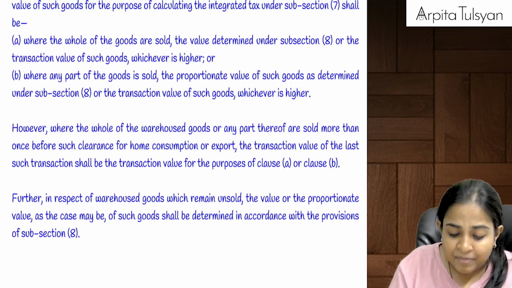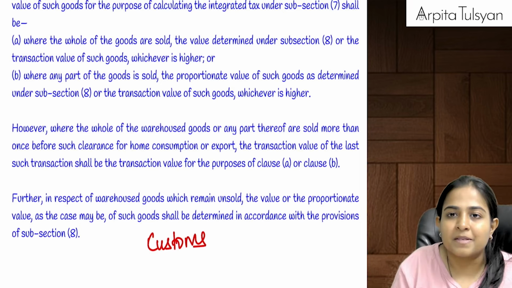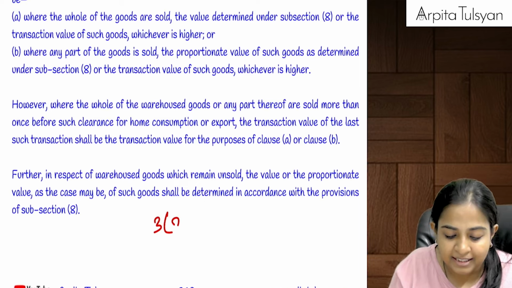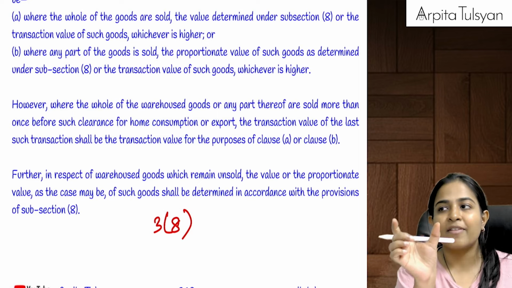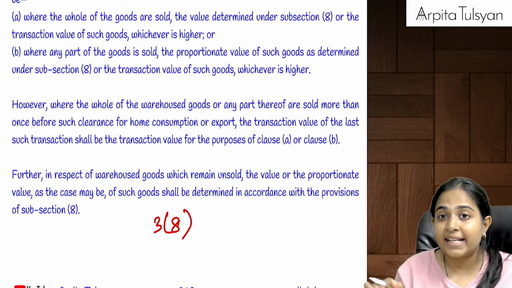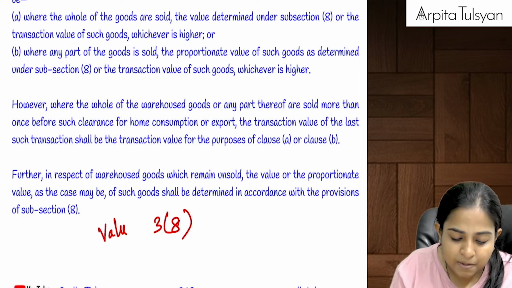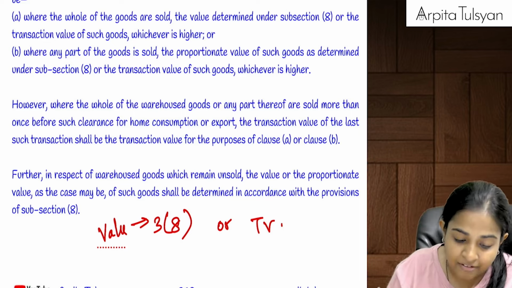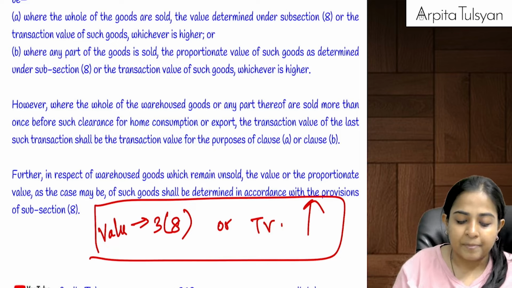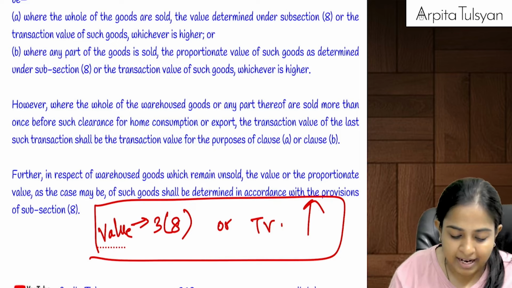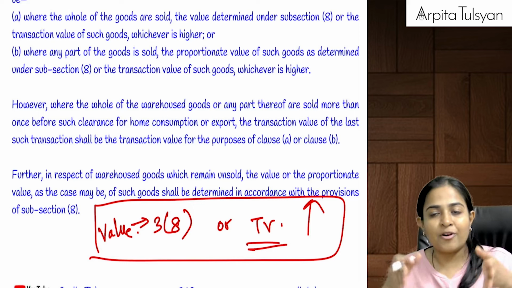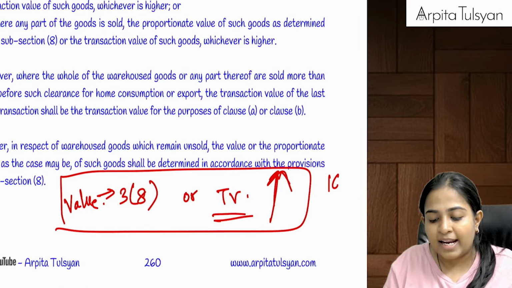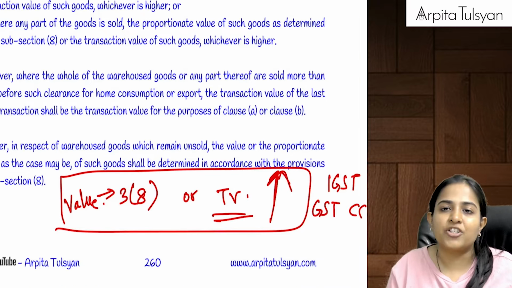So they are telling that either the value determined as per customs, that is the one which we just now discussed, or we can say the value determined as per section number 3.8, that is your basic customs value plus all the customs duty except IGST and GST compensation cess, or the transaction value at which I have sold it to that person in the warehouse itself. Out of these two, whichever is higher. So customs valuation as per section 3.8 or the transaction value at which I have sold to that particular person, out of these two, whichever is higher, on this value your IGST and GST compensation cess will be applicable.